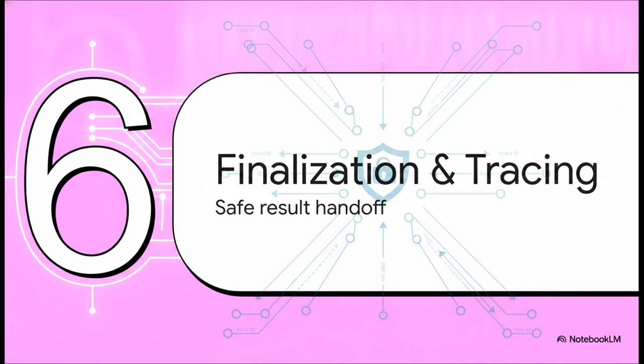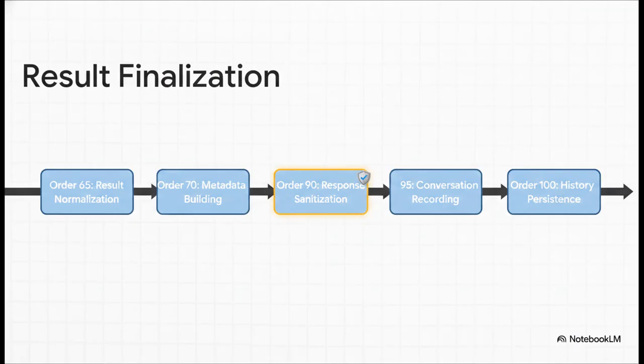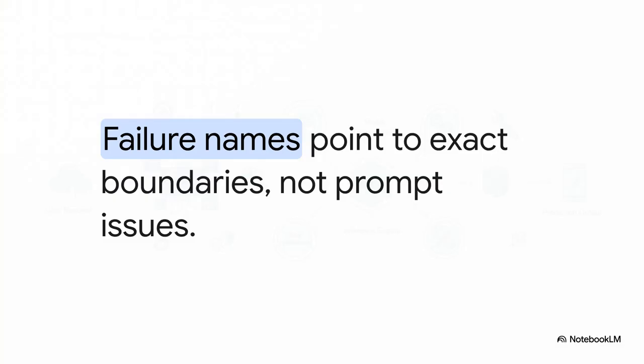After the branch execution wraps up, the framework prepares to safely hand the result back to your application. In the closing sequence, the pipeline systematically cleans up. At Order 65 and 70, it normalizes the result shape and attaches safe request metadata. But crucially, at Order 90, it sanitizes the response, ensuring absolutely no internal logic leaks back to the client before leaving the pipeline. Then, at Order 95 and 100, it records the conversation and persists the history of the exchange for analytics and context. It does all of this before presenting a clean, provider-neutral result contract back to your Spring Boot endpoint.